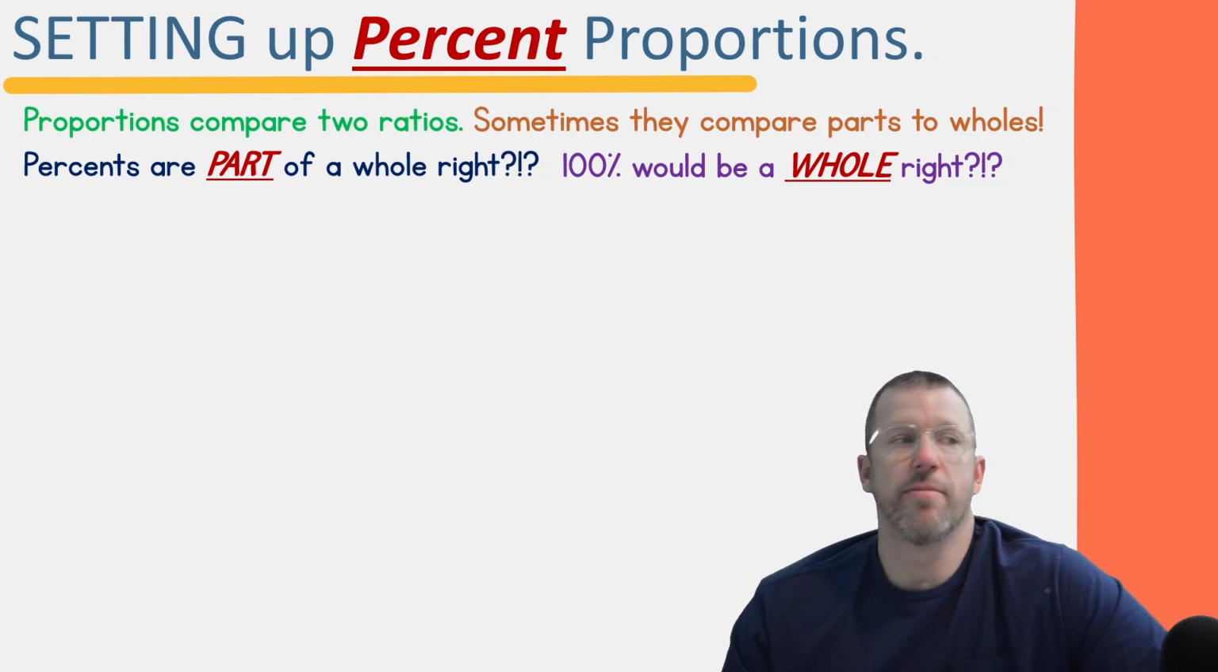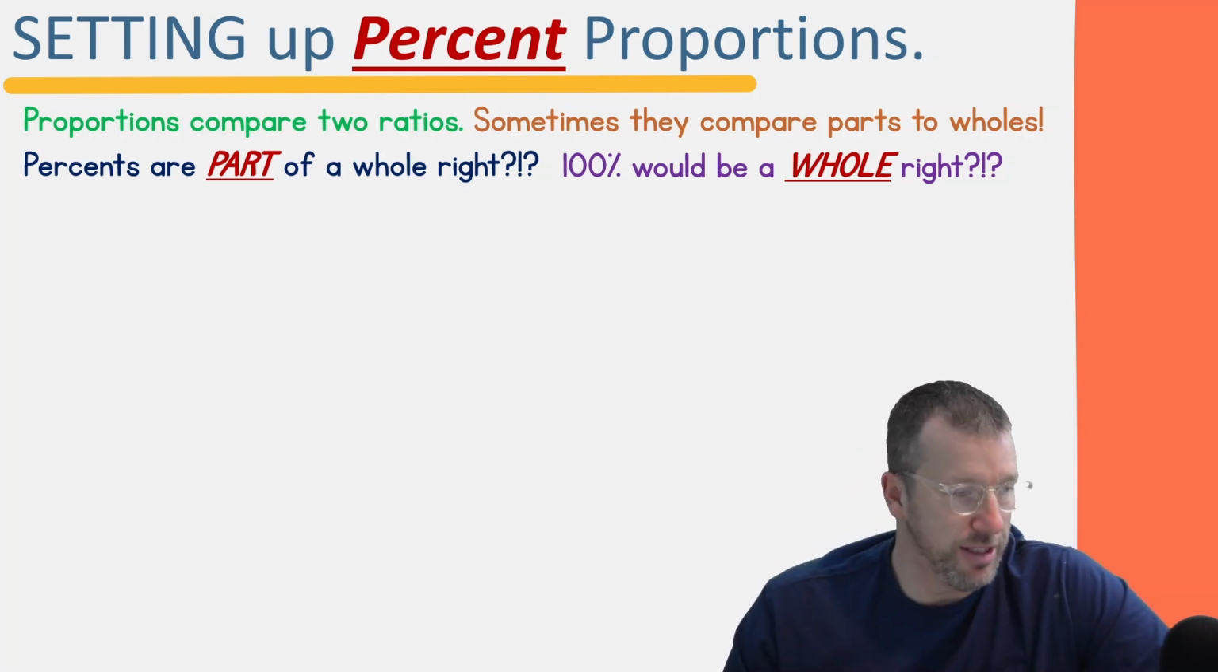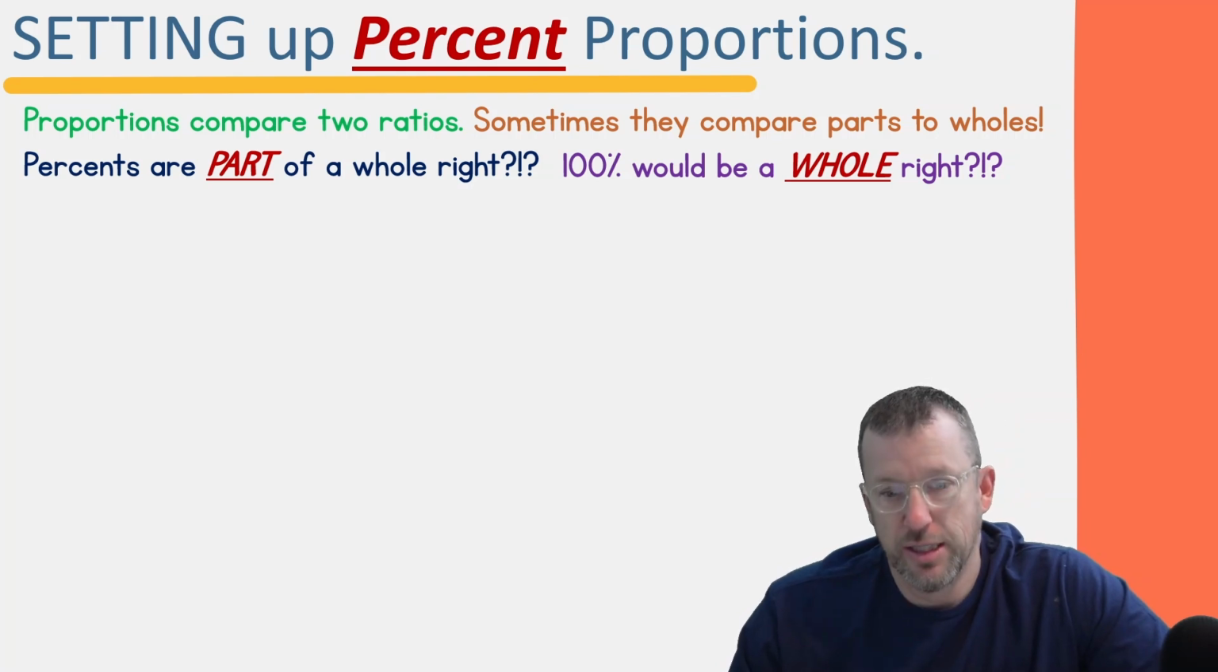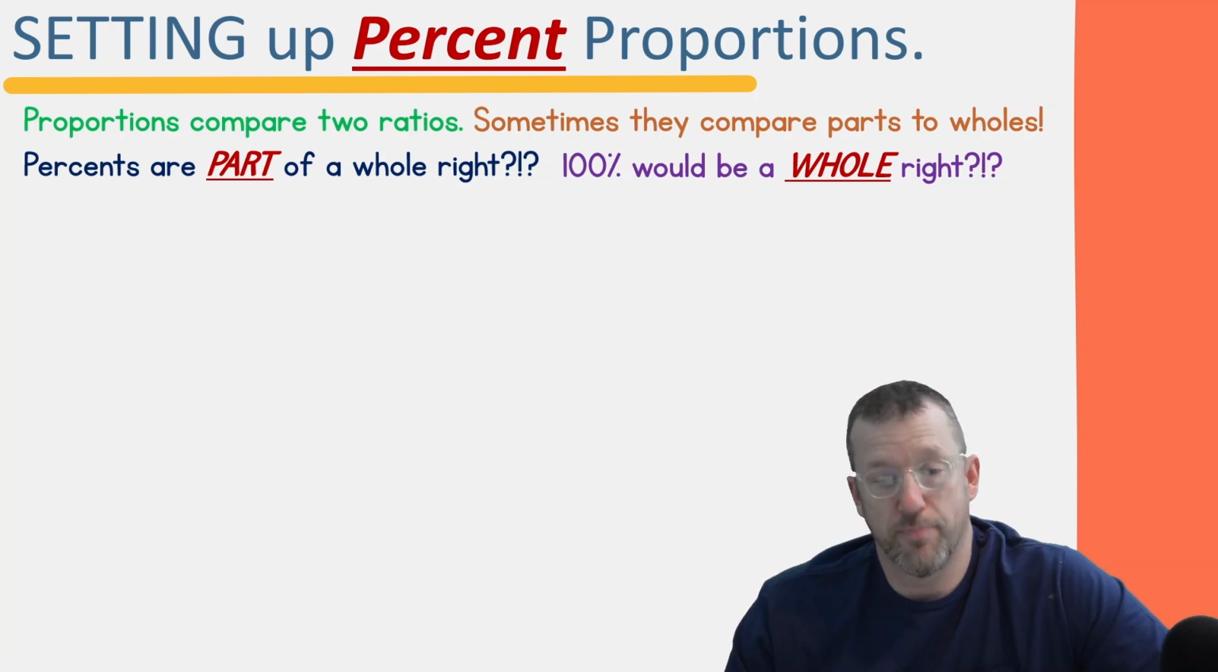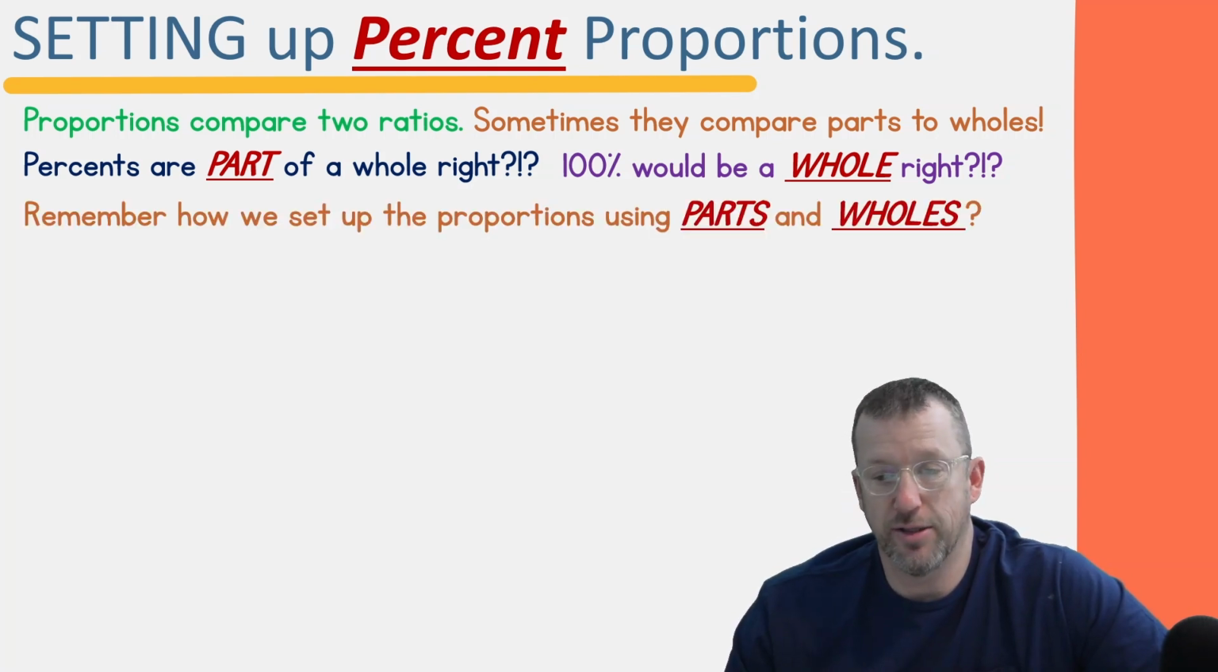And the other thing we know about percents is whenever we say a percent, like 37%, if we wanted to take 37% and make it a fraction, what it really means is 37 out of 100. The part is 37, with 100 being the whole.